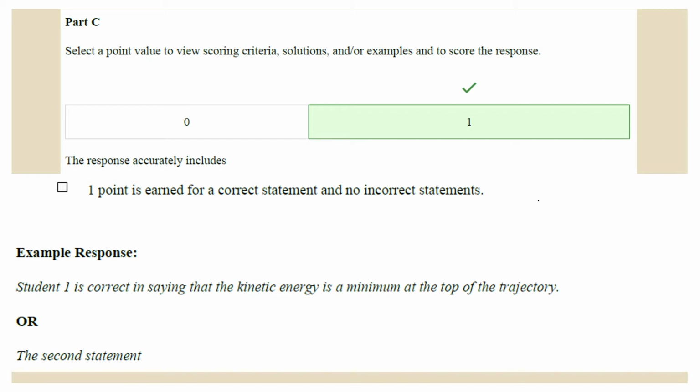But notice, no explanation here in these kind of questions. You just have to say what's wrong or what's right. In this case, it's what's right. Take a second to pause this video here and make sure you fully understand all aspects of the scoring guide. It's not that hard. And when you hit play, we'll move on to D.